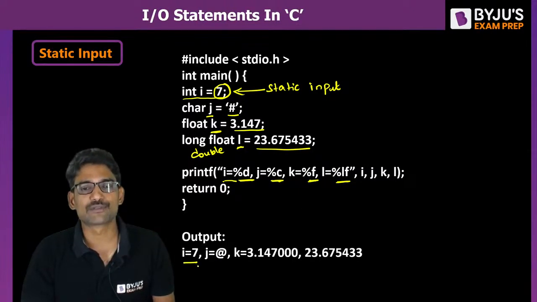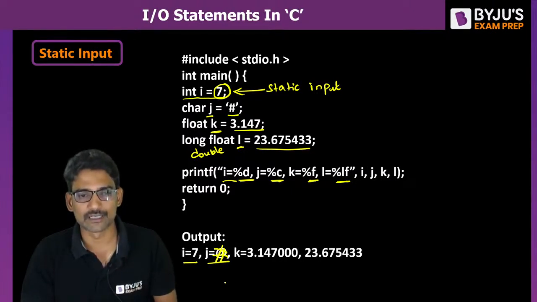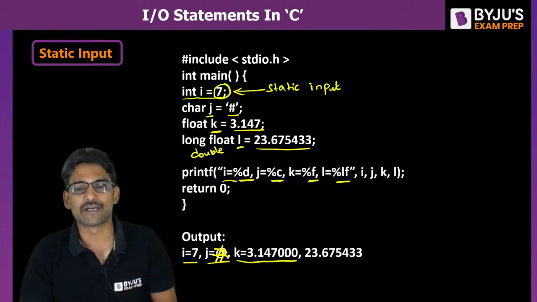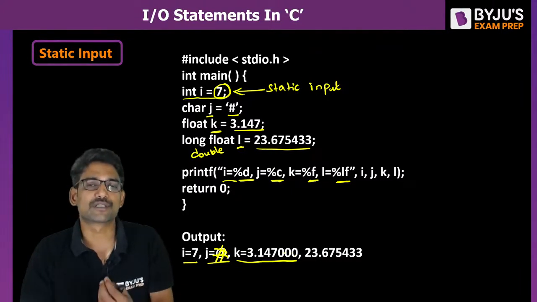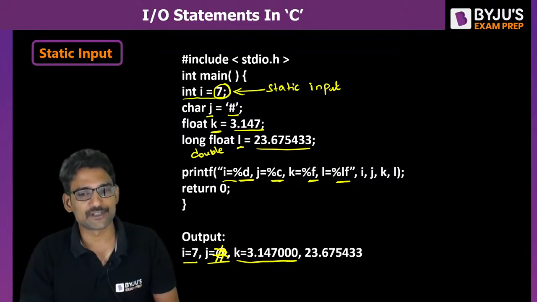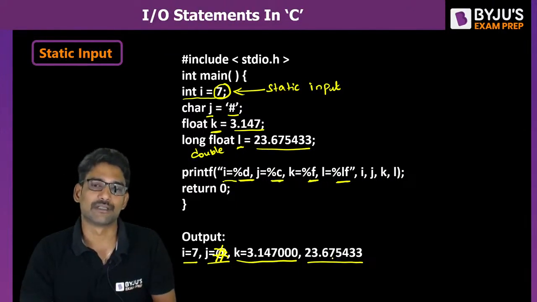i equal to 7, j equal to hash, whatever the character you give, k equal to 3.147000. Why are we getting 000? Because float supports 6-digit precision, and for long float, whatever the value you give, that is displayed.